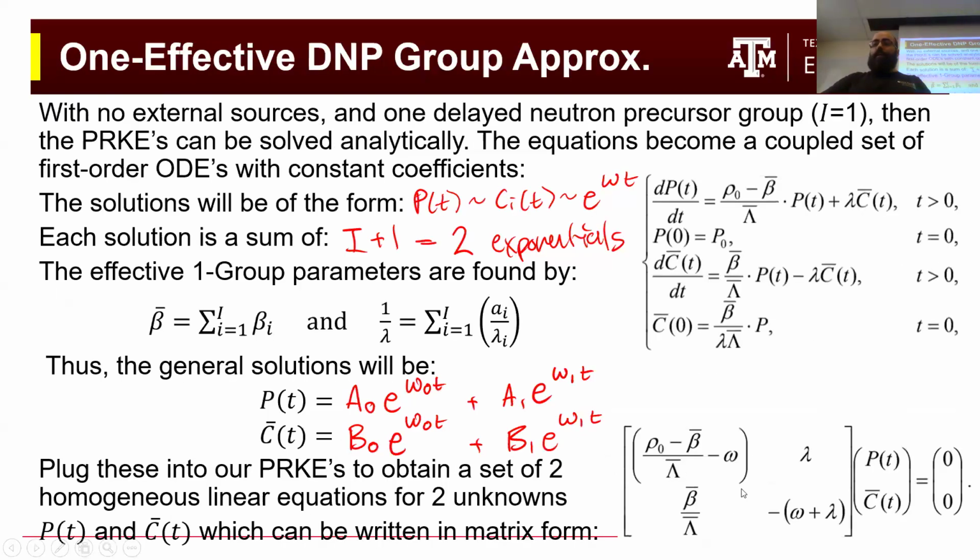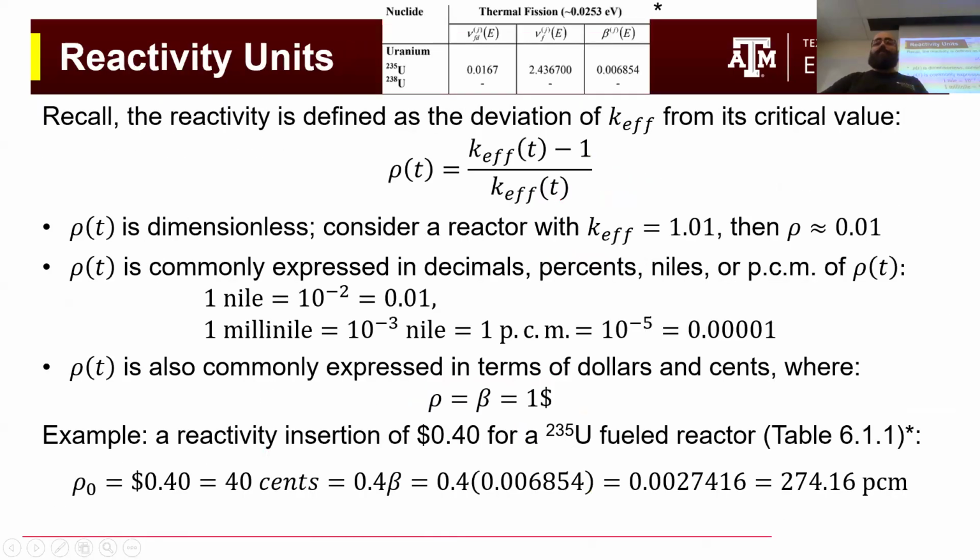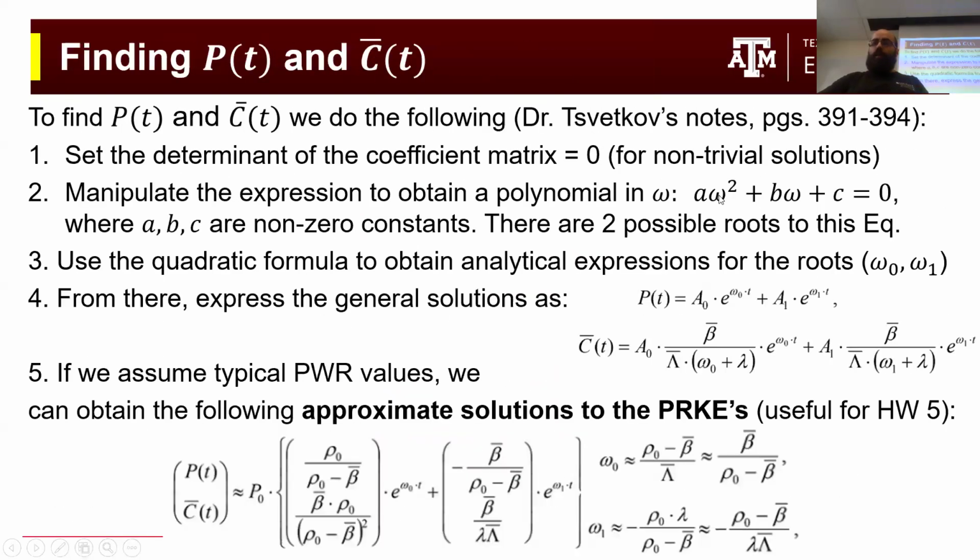This matrix right here, you're going to take its determinant and set that equal to 0. Once you do that, you should get a polynomial in the time constant omega. So you should get an equation that looks like a times omega squared plus b times omega plus c equals 0, and a, b, and c are just constants. This is a quadratic. There's two roots to that quadratic. You can literally use the quadratic formula to find analytical expressions for what those roots are.